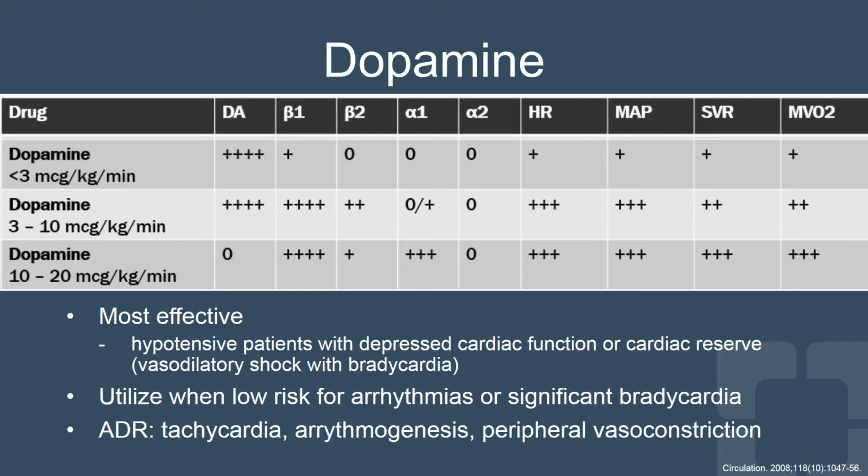You can also utilize this when you have a patient who is at low risk for arrhythmias, though that may be difficult to determine, especially if the patient does not have a history of arrhythmias. And even if they don't have a history of arrhythmias, it may be difficult to assess risk as you are putting them on an agent that will be pro-arrhythmogenic. It may also be useful in patients, though, that do have significant bradycardia because of those significant beta properties that you will see. Adverse drug reactions include tachycardia, arrhythmogenesis, and peripheral vasoconstriction.